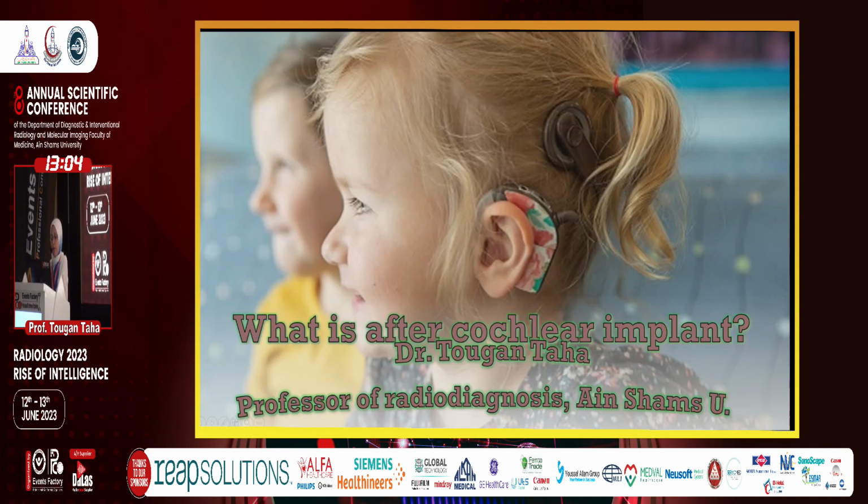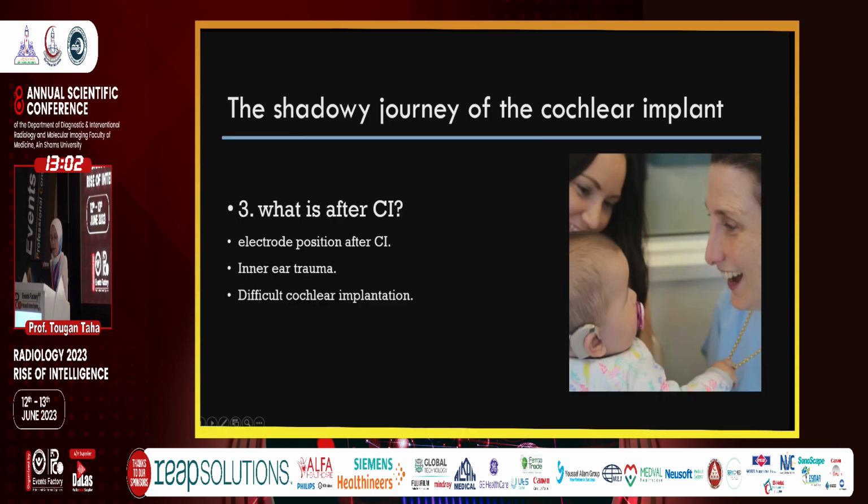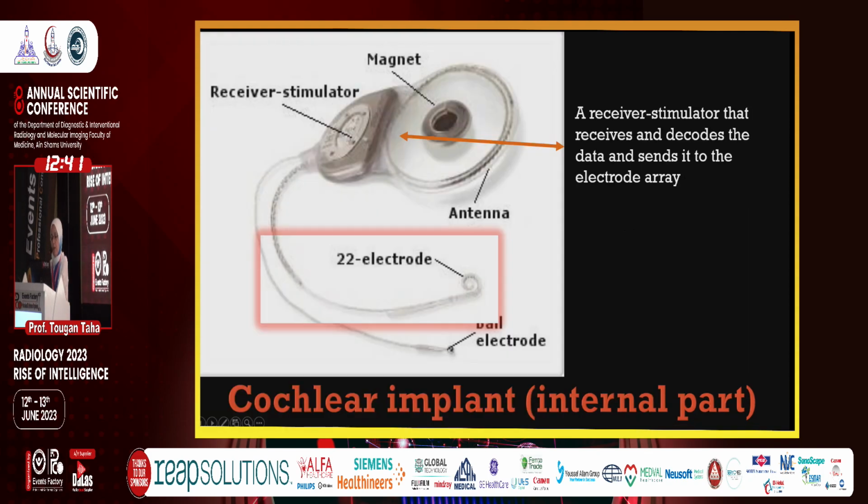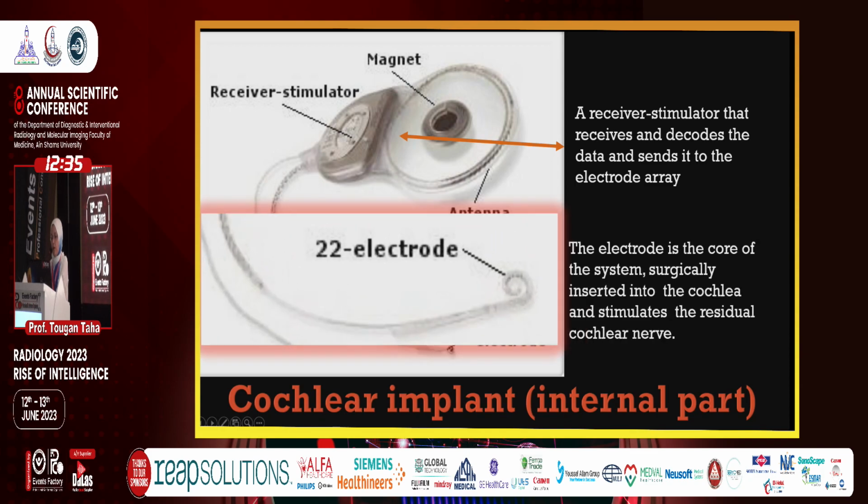My third topic is what is after cochlear implant. In this topic, I want to discuss the electrode position after the implant, the inner ear trauma, and the difficult cochlear implantation. First, the cochlear implant is formed of an external board, formed of a microphone, a speech processor, and a magnetic headpiece, and the internal board, which is formed of a receiver stimulator and the electrode, which is the core of the system, surgically inserted into the cochlea to stimulate the residual cochlear nerve.